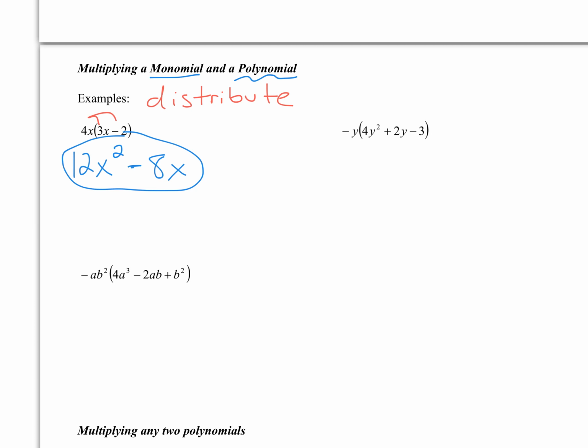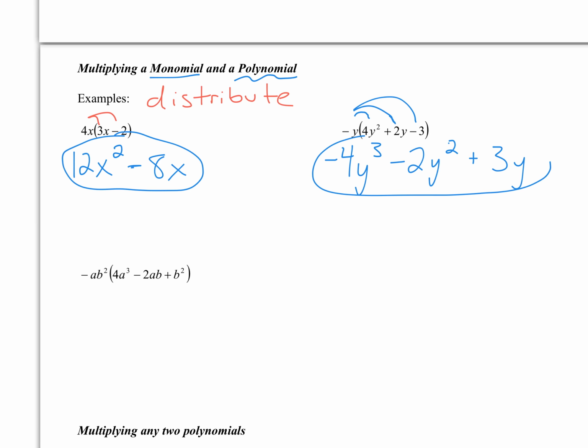Next example to the right, we want to distribute that negative y. So negative y times 4y squared. Well, I know that's going to be negative 4. Y times y squared is y to the third power. Then negative y times 2y. I know that's going to be negative 2. Y times y is y squared. Negative y times negative 3. It's now going to be a positive 3y. No other like terms. I know that's simplified.